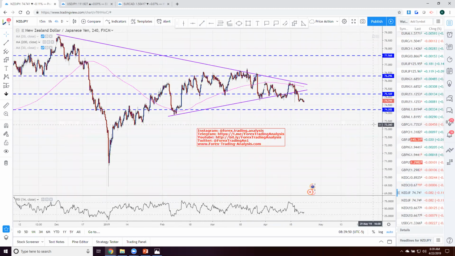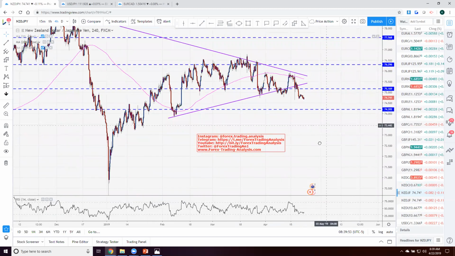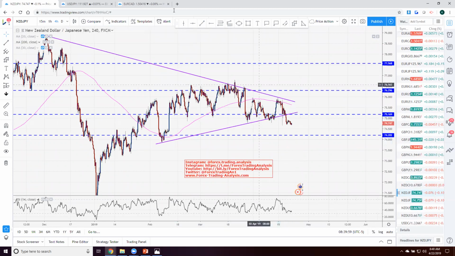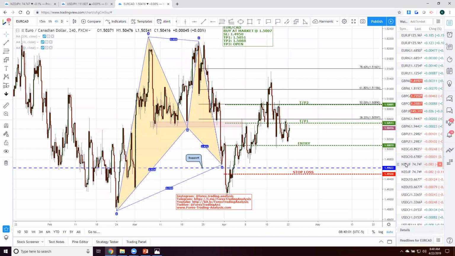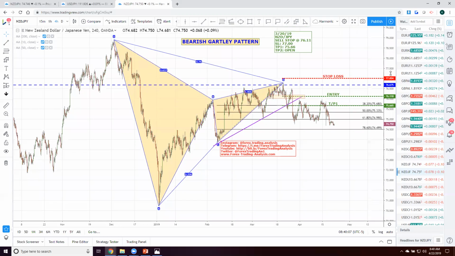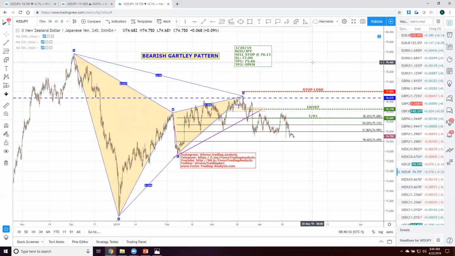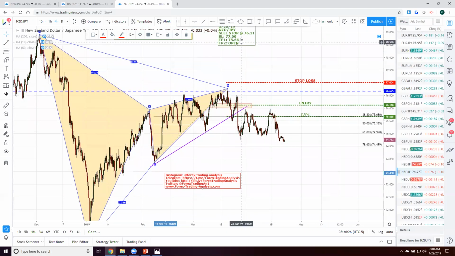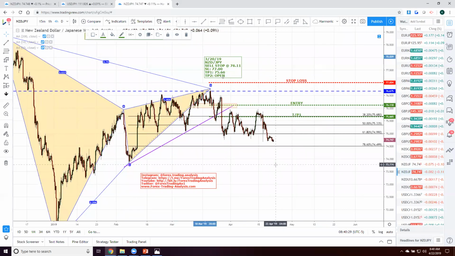New Zealand dollar yen had a big triangle we broke out of. I believe we still have an open position in this. Yeah, so back a month ago, we've got a position that we've had open for a month, even though we've taken a couple of target profits. We had a bearish Gartley pattern that we traded back up here at 76.11. Last remaining position still in.